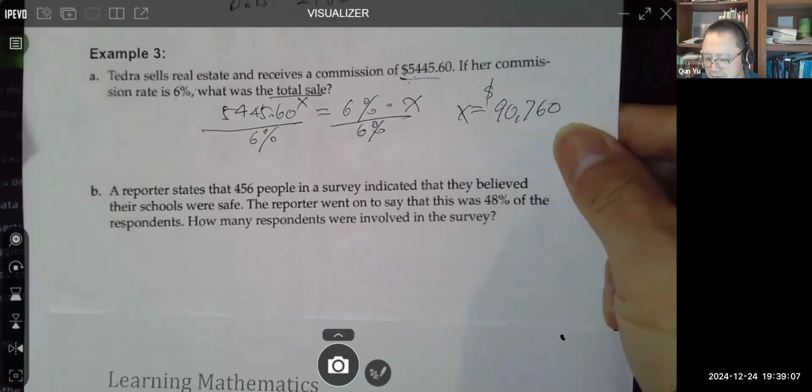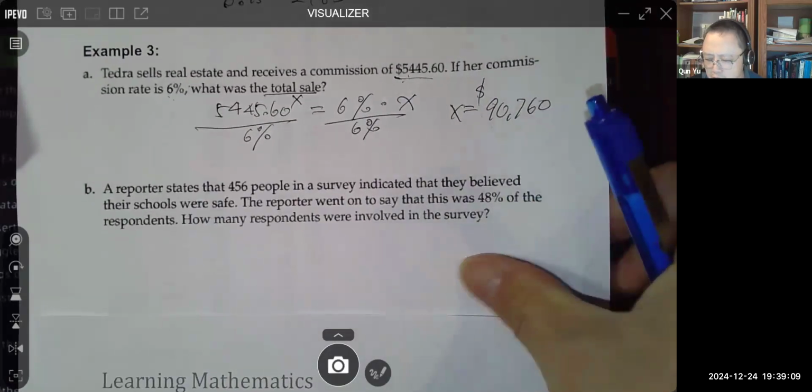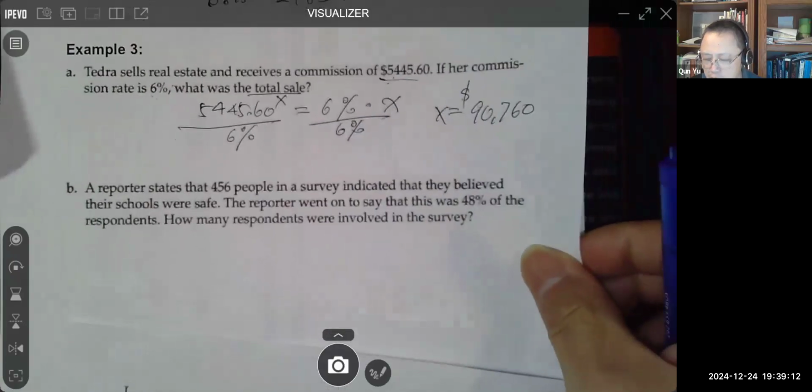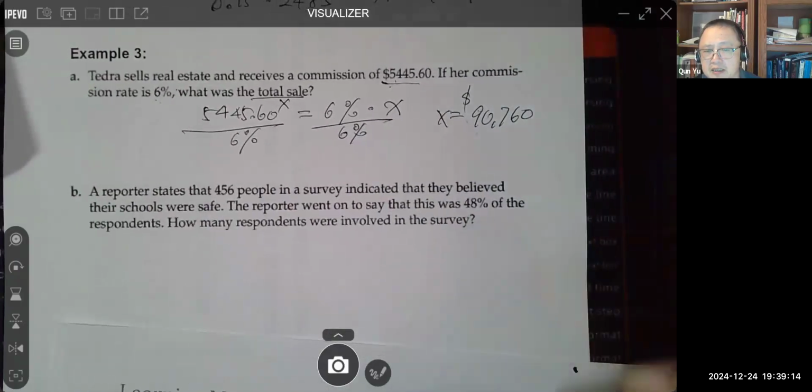Now B, a reporter states that 456 people in the survey indicated that they believed their schools were safe. The reporter went on to say that this was 48% of the respondents. That means 48% of all the respondents in the survey said their schools were safe. How many respondents were involved in the survey?